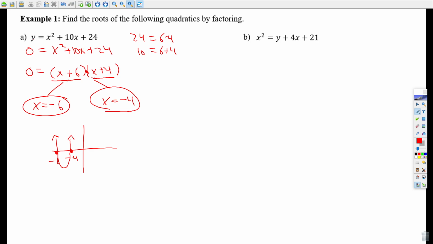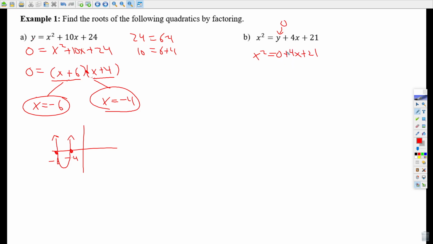Okay, let's try another one. This one is a little bit different because things are kind of moved around, but it's really no different. We always change this to 0 because we want to know where it crosses the x-axis. So this would be 0 plus 4x plus 21 equals x squared. But you don't really have to put 0 here. It's not going to make a difference.